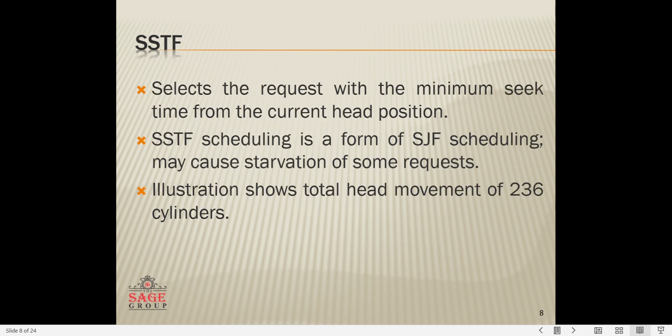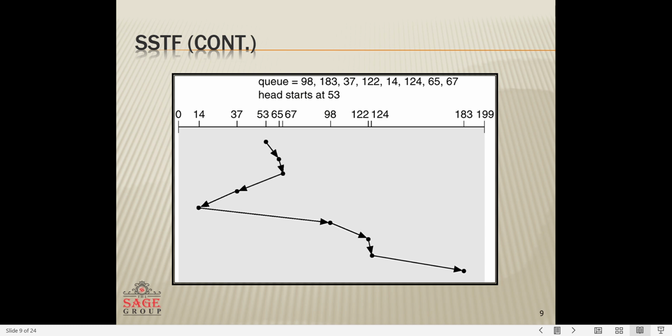Next is SSTF, shortest seek time first, in which we select the request with the minimum seek time from the current head position. This scheduling is a form of SJF scheduling, shortest job first, and may cause starvation of some requests. The illustration is shown in the next slide.